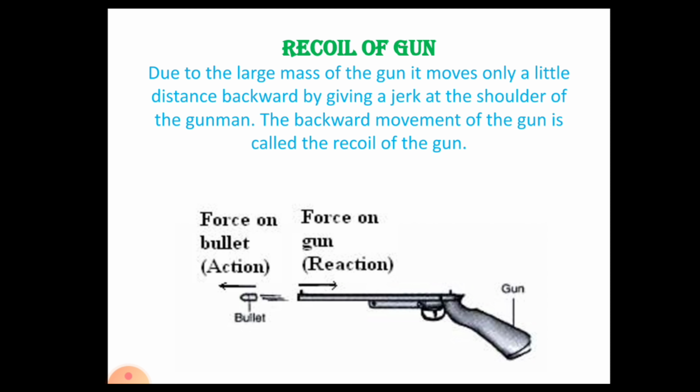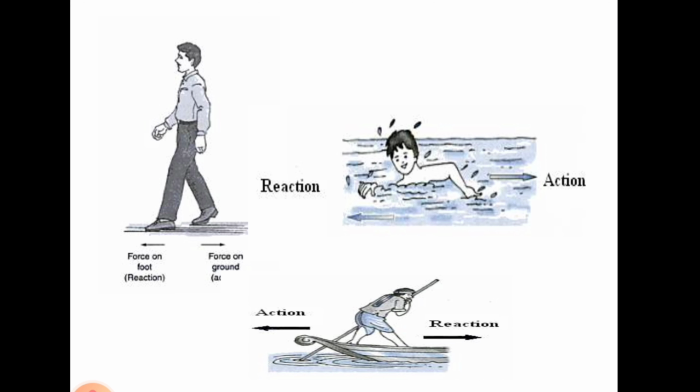That is why the gun moves a little backward. This is the reaction force, but due to the larger mass of the gun, it moves only a little distance backward. And if you keep it on the shoulder, it will give a jerk at the shoulder of the shooter or the gunman. Okay. This backward movement of the gun is called the recoil of the gun. See, Newton's third law of motion is very much related to our day-to-day activity.